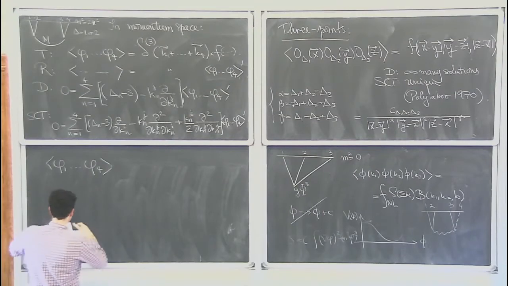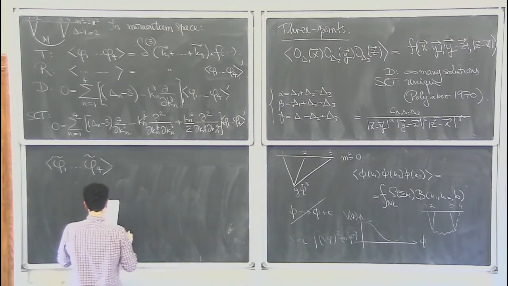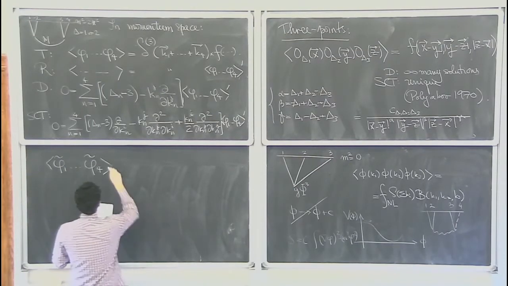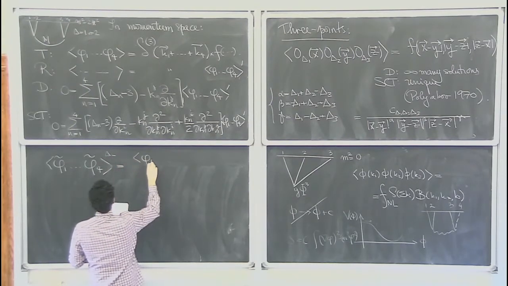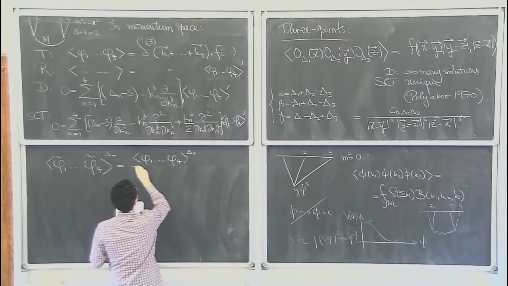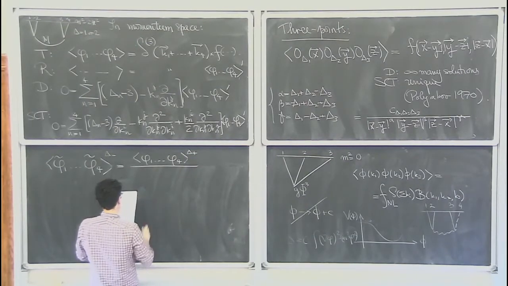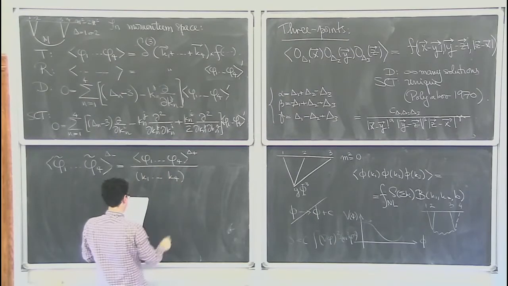Okay. So if you take the shadow operators, phi tilde, with dimension delta minus, they are related to phi 1 to phi 4 with dimension delta plus by a factor k1 to k4 to the power delta plus minus 3.